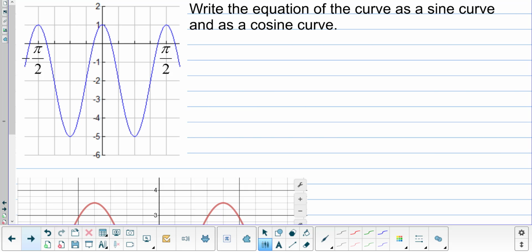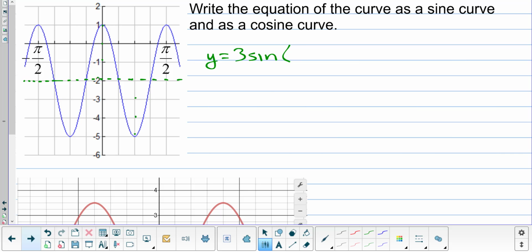Well, given the graph, let's write the equation now. Write the equation of the curve as a sine curve and as a cosine curve. So we have y equals, let's find the midline for this graph. It is right here, because we'd go up 1, 2, 3, or down 1, 2, 3. So the amplitude is 3. Let's do the sine first.